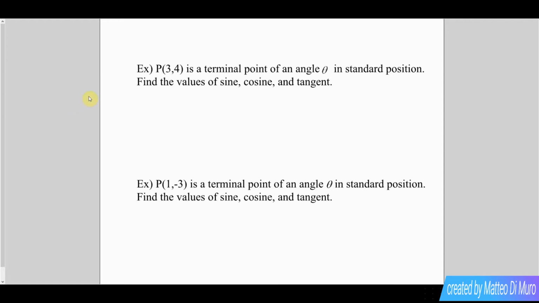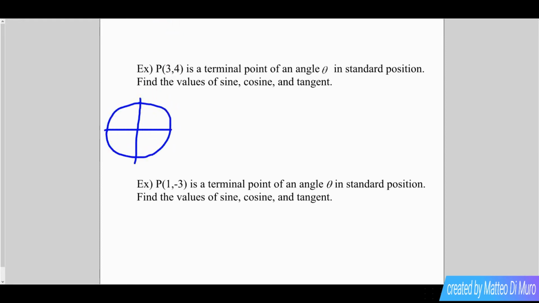Okay, question time. So we got the point (3, 4), and it's a terminal point of an angle theta in standard position. Then it asks us to find the values of sine, cosine, and tangent. Alright, I live for this stuff. So here we go. Let's draw our nice little crosshairs. We can draw a little circle if we like.